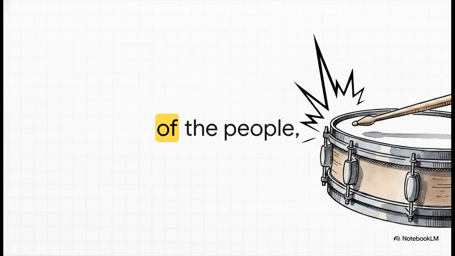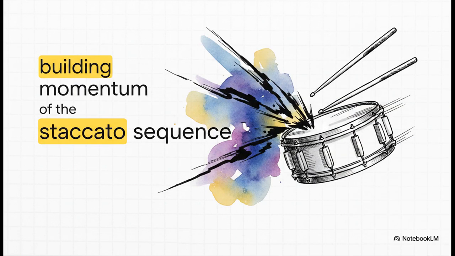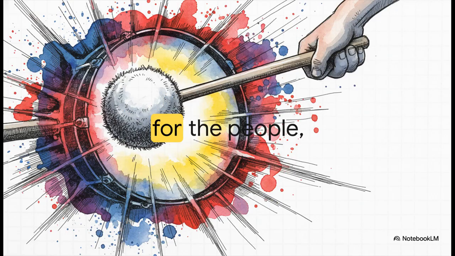So, all of this momentum finally lands on what is easily the most famous sequence in American history. The pace becomes rapid, almost staccato, of the people, by the people. This repetition, shifting just the prepositions, acts like a literal drum beat. The voice naturally accelerates here, pushing the volume and emotion higher and higher to match this incredibly tight structure. For the people!